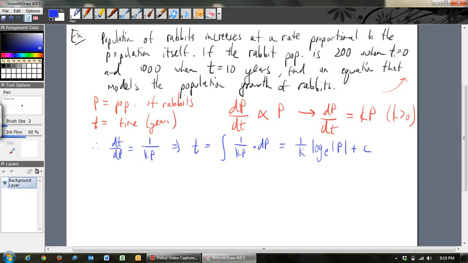So the two conditions we get here is when time's equal to 0, the population is 200. So that'll be 0, 200. And 1000 when time's equal to 10. So when time's equal to 10, we've got 1000. So they're the two. Do you think it would be more helpful to substitute those in now or later?